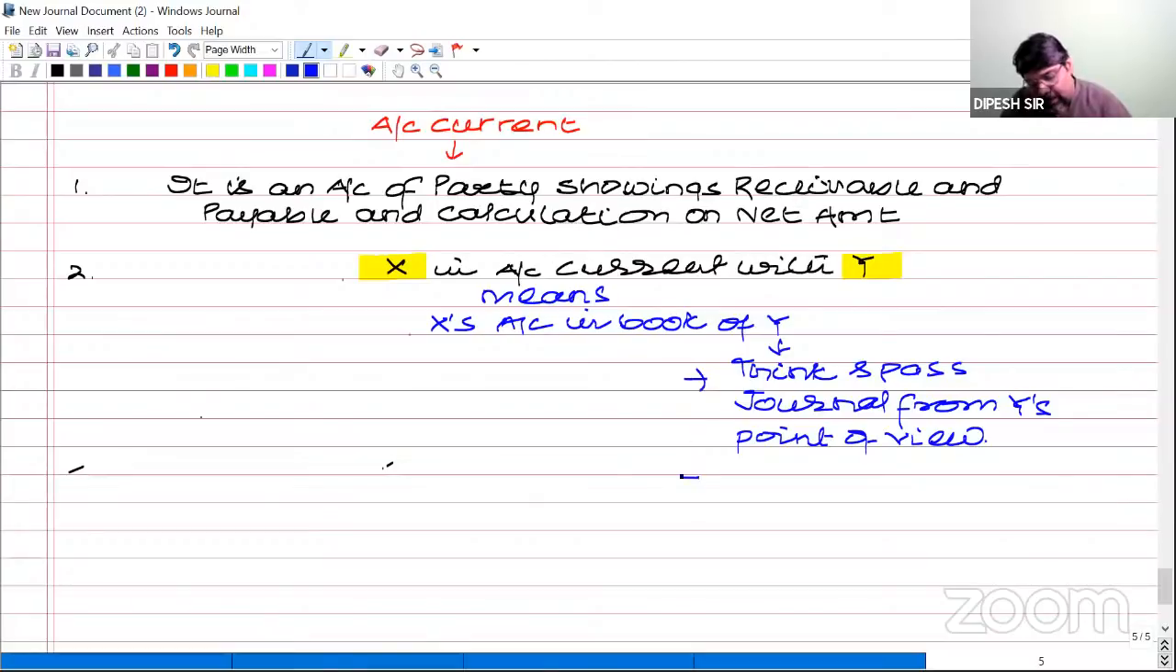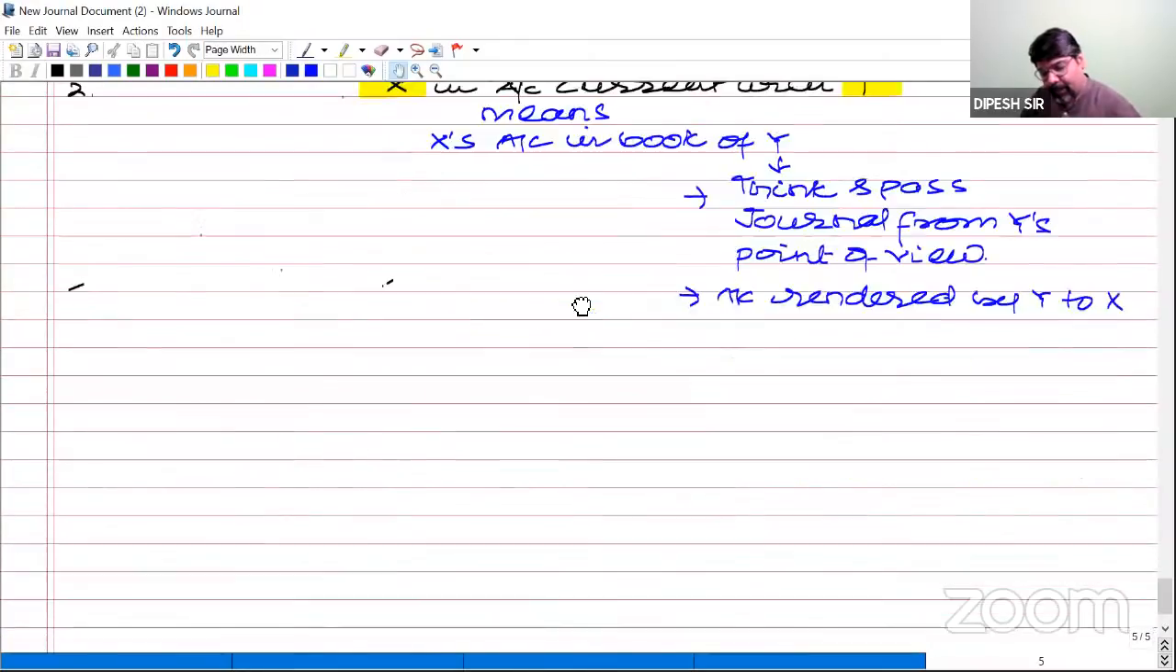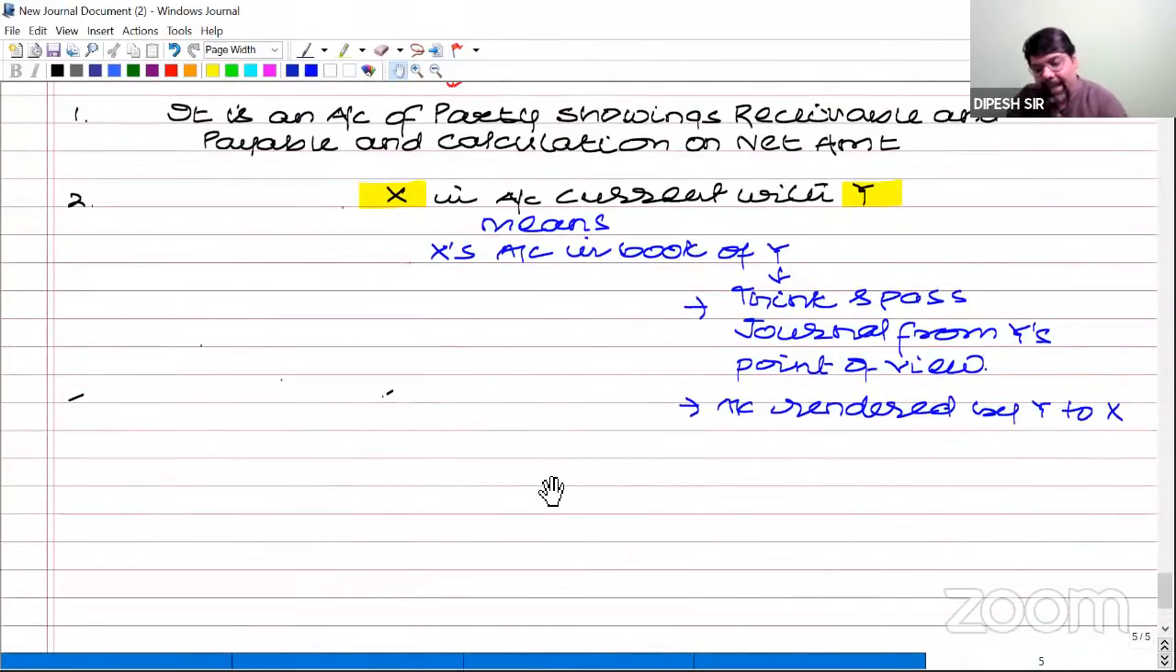This is also known as account rendered by Y to X. Account rendered by Y to X. That means whoever is rendering the account is preparing the other party's account in his books. Am I clear? Yes, sir. Now chartered. This was the heading. Correct?